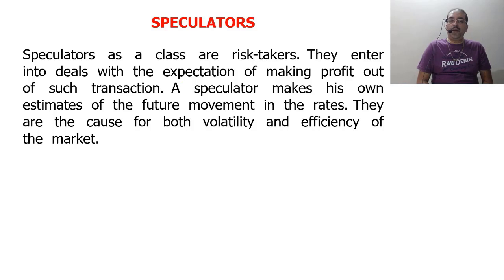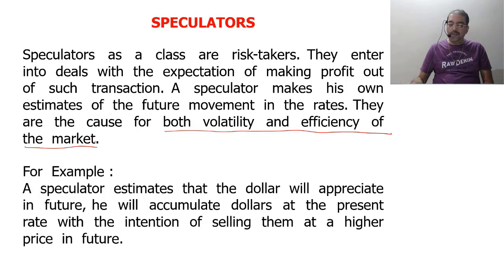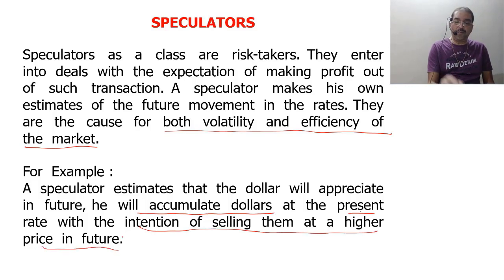They enter into deals with the expectation of making profit out of such transactions. A speculator makes his own estimates of the future movement in the rates. They are the cause for both volatility and efficiency of the market. Volatility means movement of the market. For example, a speculator estimates that dollar will appreciate in future. He will accumulate dollars. He will buy dollars at the present price with the intention of selling them at a higher price. Example I've given to you. That is speculators.